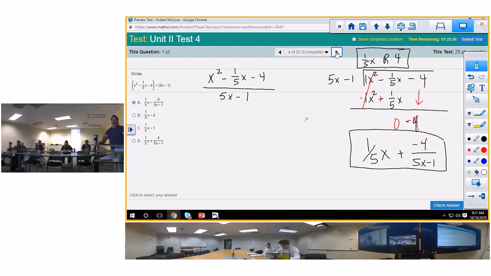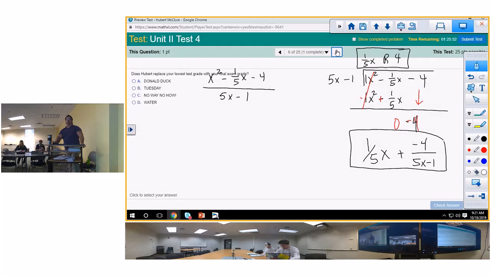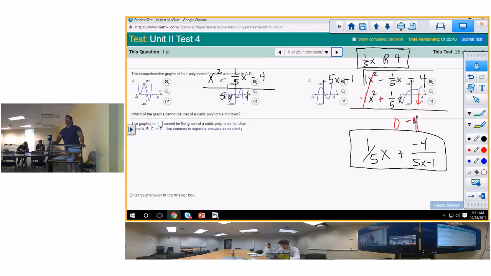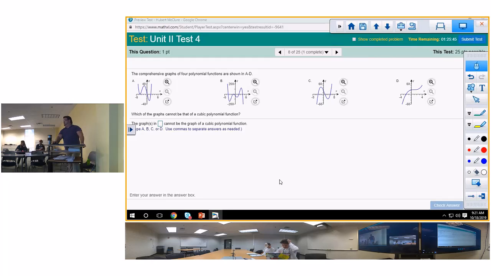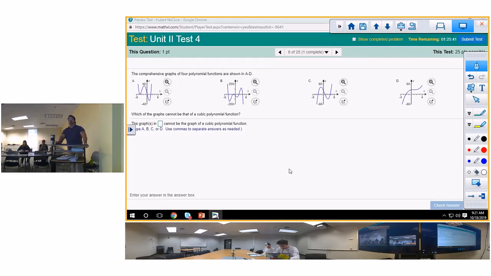Next. It's not supposed to clump them up like that. I hope they don't clump up like that on y'all's test. It kind of clumps up like three at the beginning. But anyway, the comprehensive graphs shown. Now, there's two or three questions on this test that you need to be very careful when you read. Right here: which of the graphs cannot be a cubic function? So I want you to look at them. Which one is not a cubic function?